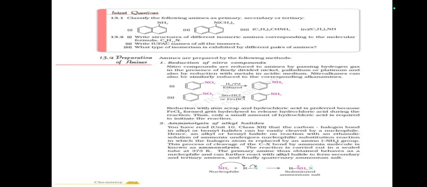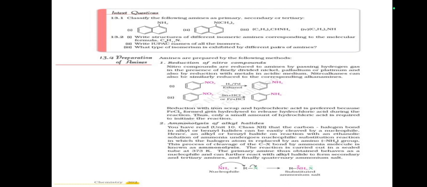Preparation of amines. Reduction of nitro compounds. Nitro compounds are reduced to amines by passing hydrogen gas in the presence of finely divided nickel, palladium, or platinum, and also by reduction with metals in acidic medium. Nitroalkanes can also be similarly reduced to the corresponding alkylamines. Reduction with iron scrap and hydrochloric acid is preferred because FeCl2 formed gets hydrolyzed to release hydrochloric acid during the reaction. Thus, only a small amount of hydrochloric acid is required to initiate the reaction.